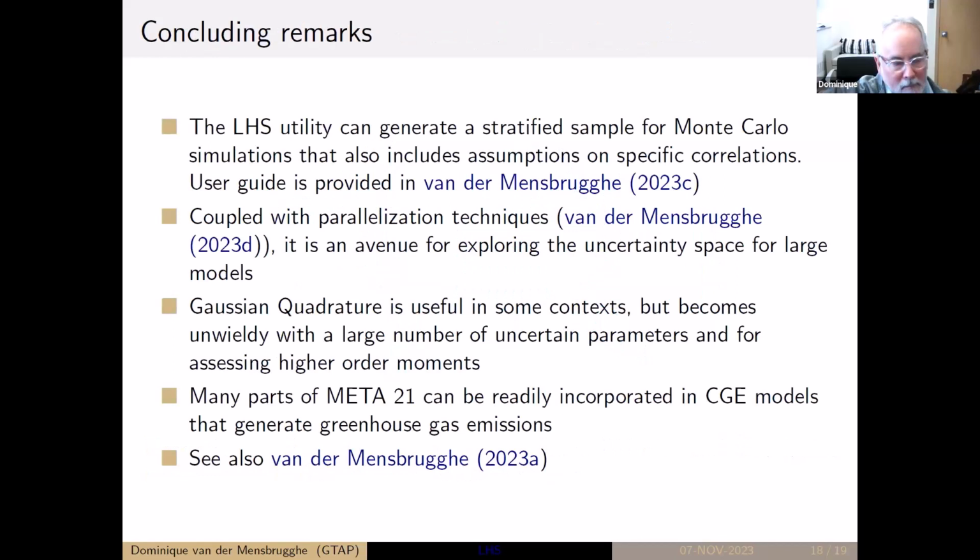Okay, so just a few concluding remarks then. The LHS utility generates a stratified sample from Monte Carlo simulation. That leads to a pretty tight sampling strategy, but it also includes, and I think this is critical for much of our work, specific assumptions on correlations. We have published a user guide that you can find in the GTAP working paper series.